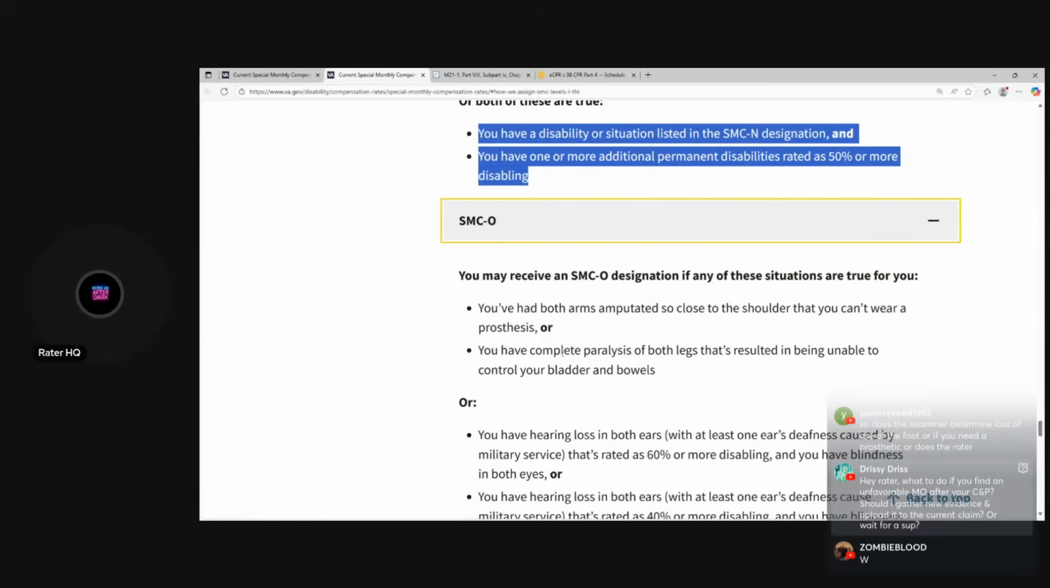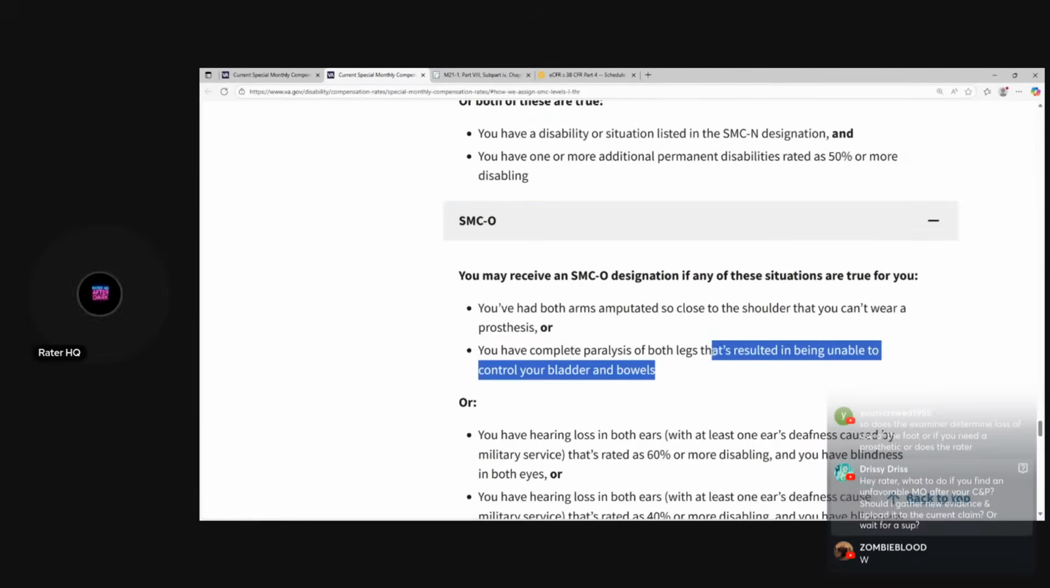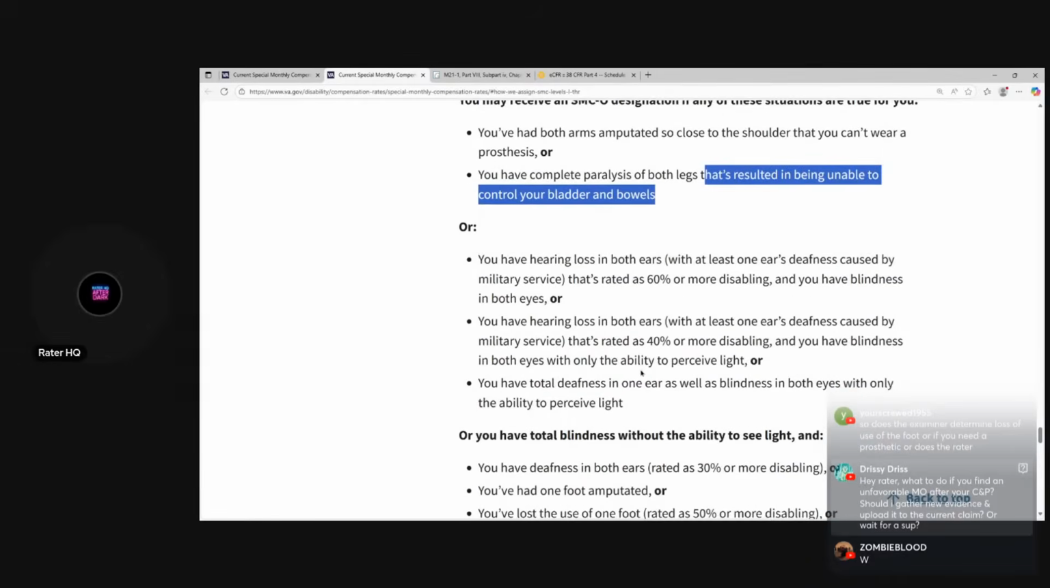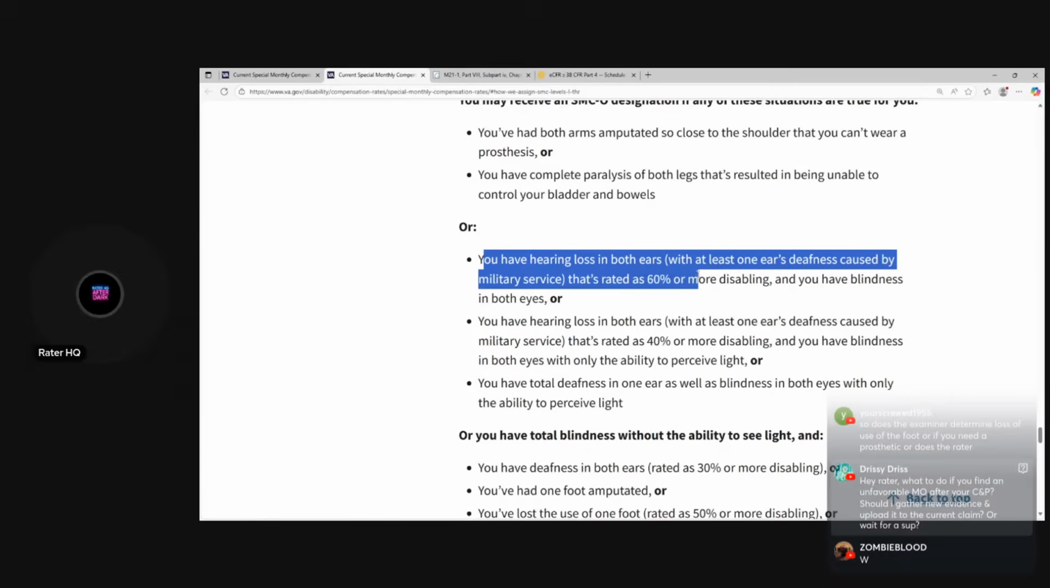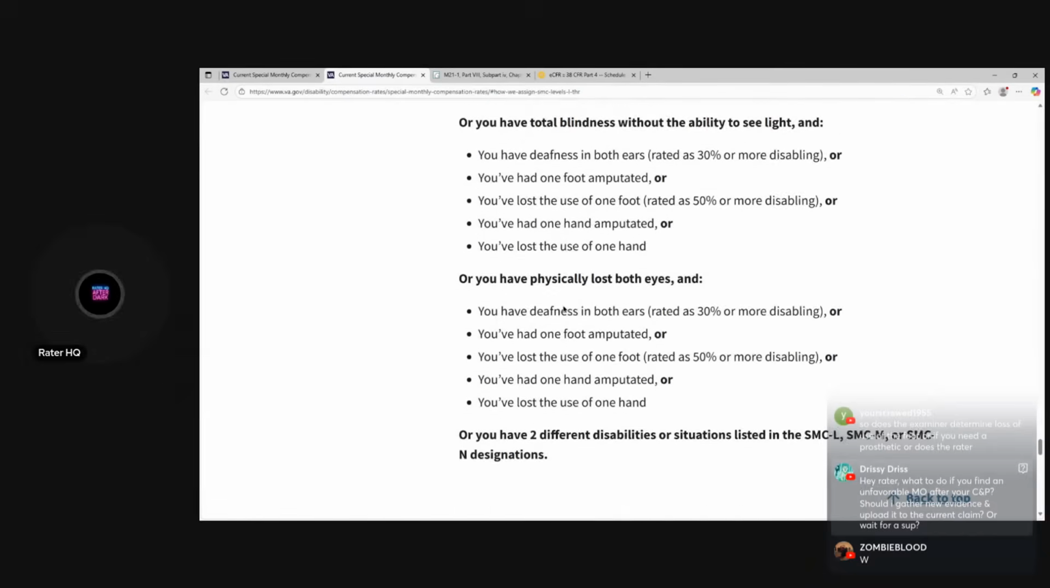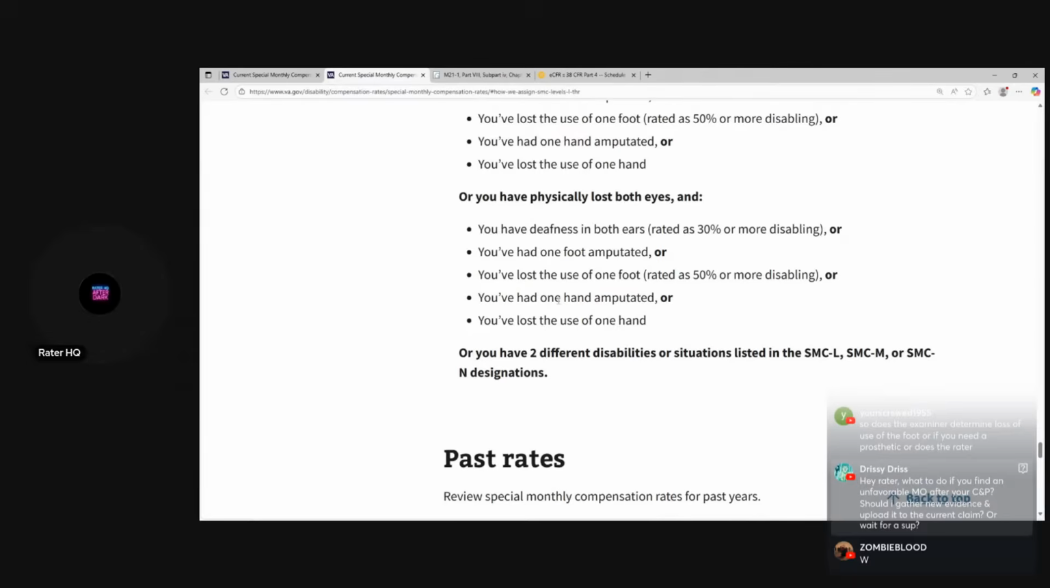Both arms amputated. Complete paralysis of both legs that resulted in being unable to control your bladder or bowels. This has to be true. So just the paralysis itself doesn't satisfy. You have to have the subsequent bowel and bladder inability to control. And then we talk about, or you have hearing loss in both ears and you have blindness in both eyes. So once again, this is just the worst of the worst circumstances for anybody.